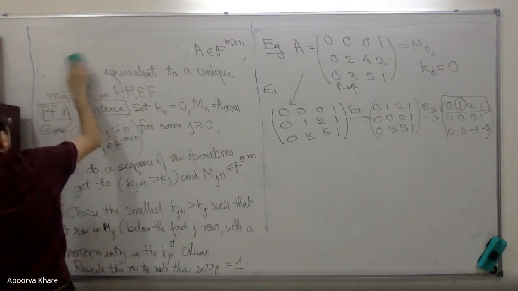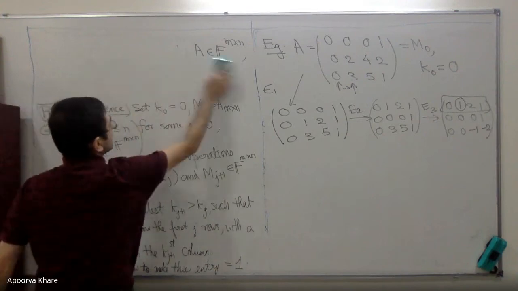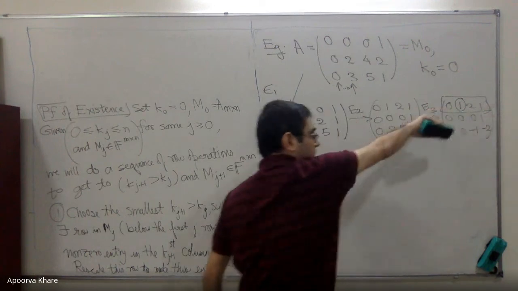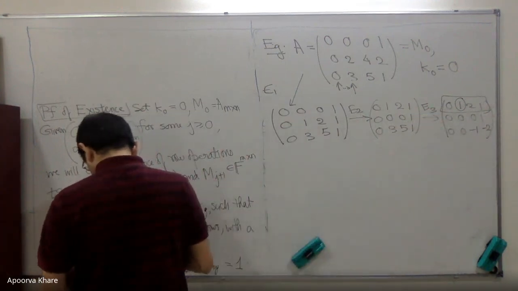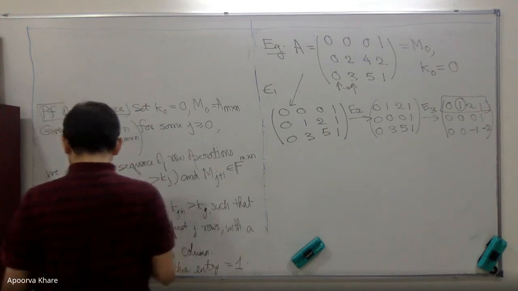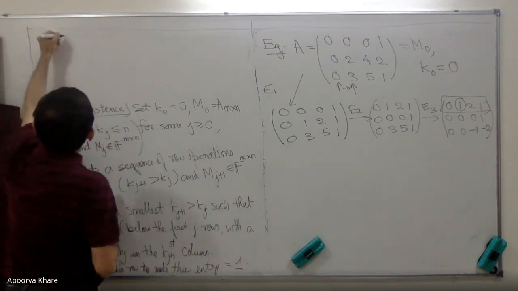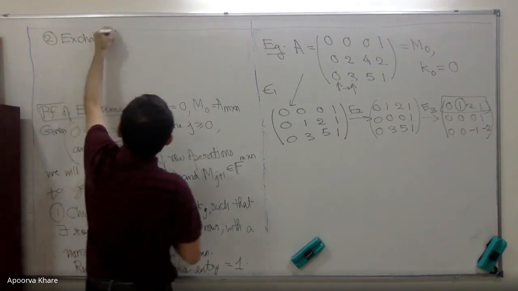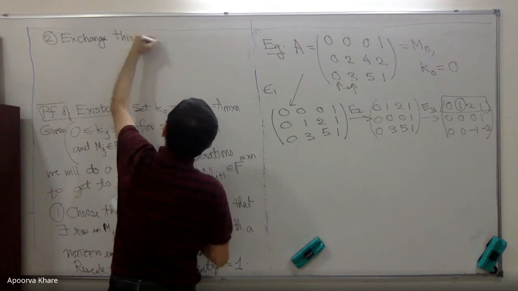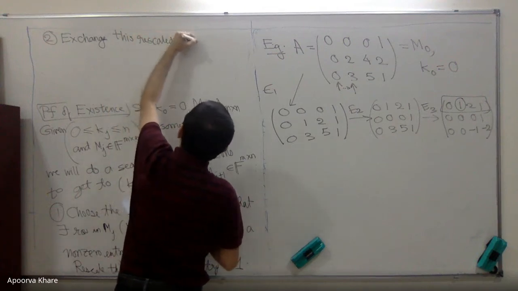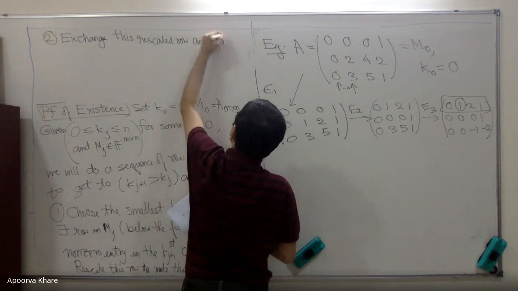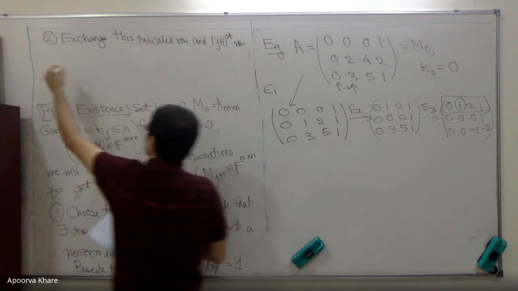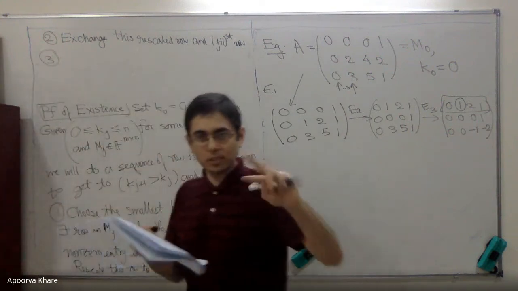Step 2 is to swap. Swap that row with the j plus first row. The first j rows are no longer to be touched. This row is no longer to be touched now. So swap it with the j plus first row. That is the second step. This is the E1. E2 is exchange this rescaled row and j plus first row of the matrix. That is E2 because E2 involves exchanging rows.